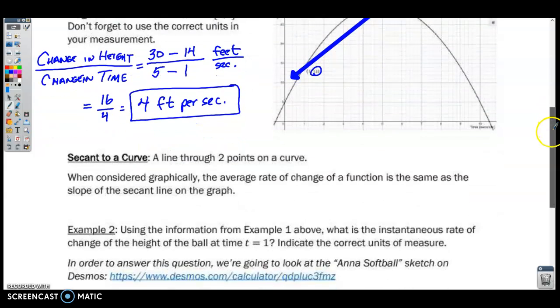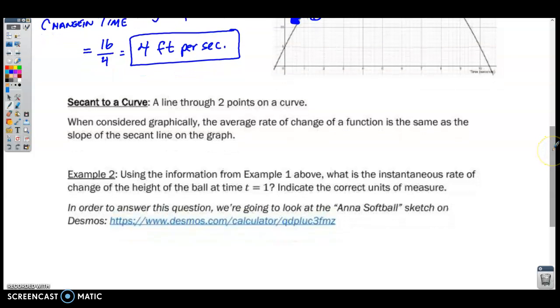Now, the instantaneous rate of change is what we're going to find next. We're going to use this graph. I'm going to go to an animated version of this graph. What we're going to do is we're going to try and find the instantaneous rate of change of the height of the ball at time t equals 1. And again, we're going to use the correct units of measure.